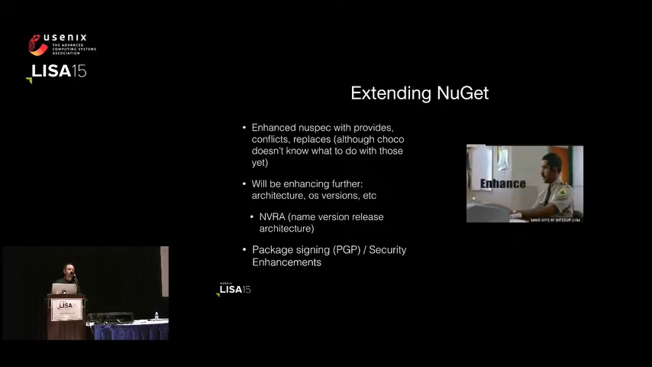Another thing we needed to do was start enhancing and extending NuGet. And so we've added some fields in there that will actually allow more information about where's the source for the package, where's some other information. We've added, of course, provides, conflicts and replaces, but Chocolatey doesn't know what to do with those things yet, so it just ignores them. But we'll be starting to build in those constructs as well.